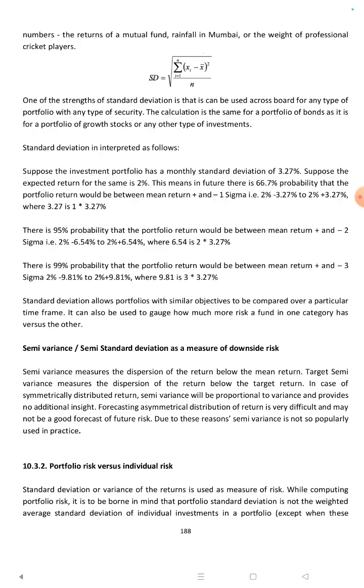A standard deviation is interpreted as follows. Suppose the investment portfolio has a monthly standard deviation of 3.27%. Suppose the expected return for the same is 2%. This means in future there is 66.7% probability that portfolio return would be between mean return plus and minus 1 sigma, that is 2% minus 3.27% to 2% plus 3.27%, where 3.27% is 1 into 3.27%.